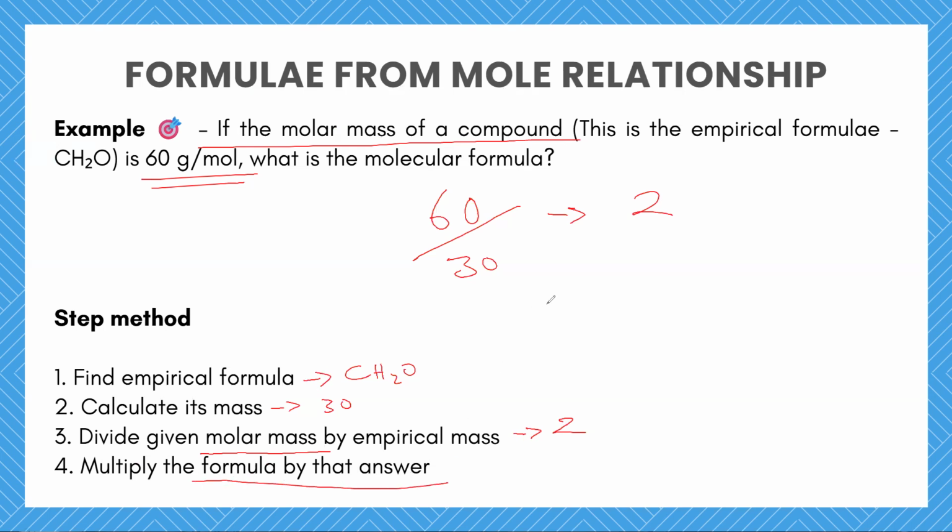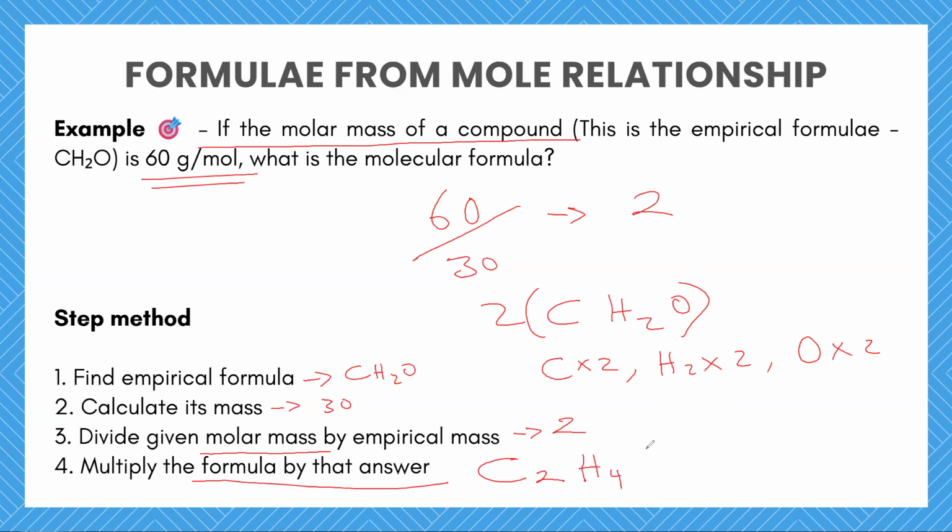The empirical formula is CH2O. So when we multiply it by 2, what do we have? We have C times 2, we have H2 times 2, and we have O times 2. So let's go ahead and put in our values. We now have C2, H4, and O2. This, my friends, is the molecular formula: C2H4O2.